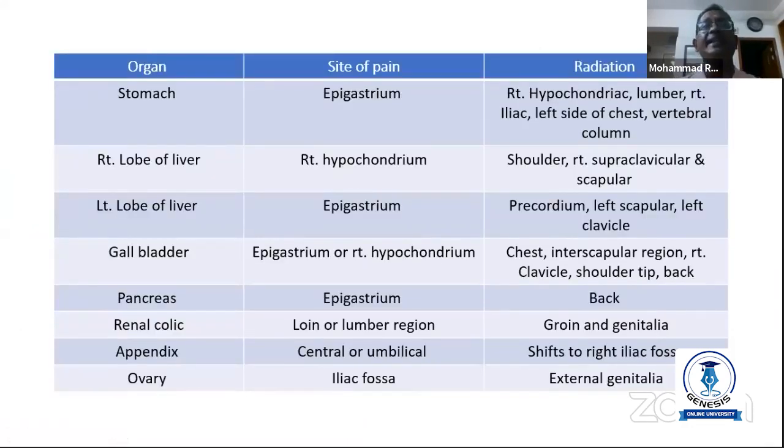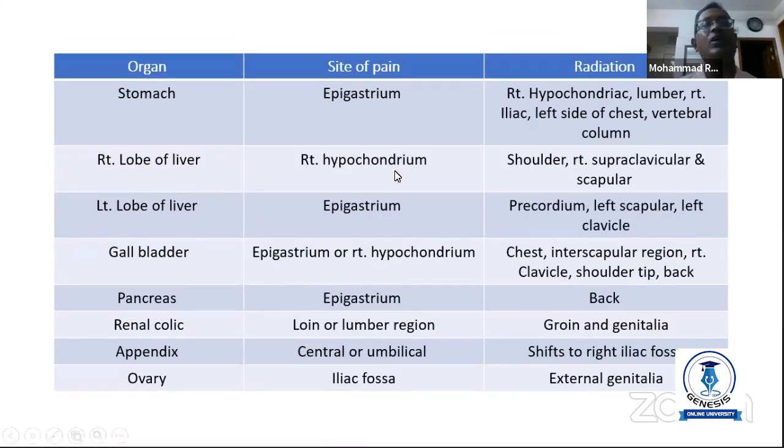So check the radiation of pain. The stomach pain usually site is epigastrium, but it can radiate to the right hypochondrium. Of course, the duodenum is tilting towards the right hypochondriac side. The lumbar side, right iliac fossa, even the left side of the chest. Many times the patient comes with left chest pain and tells me, doctor, I'm having a cardiac problem, but we must think that cardiac pain is usually in the central position, not in the left-sided position. And even stomach pain radiates to the vertebral column.